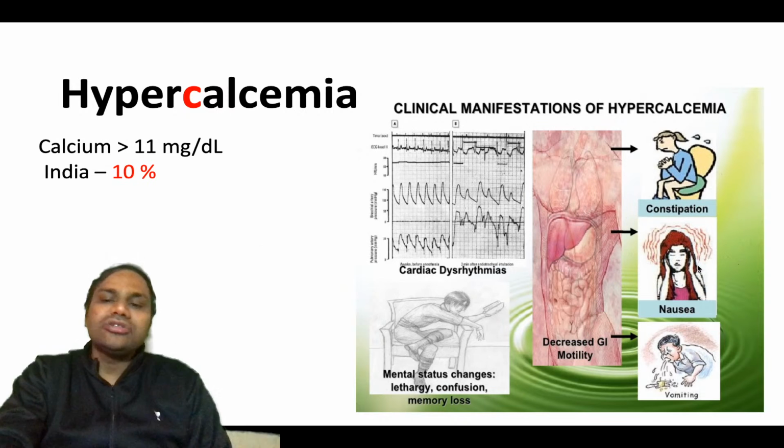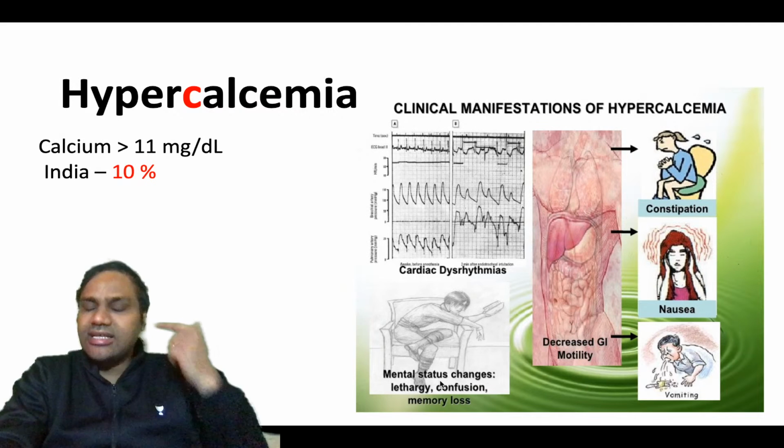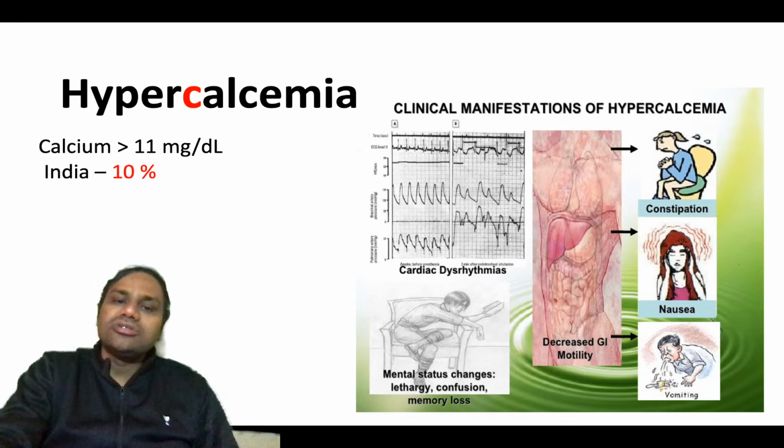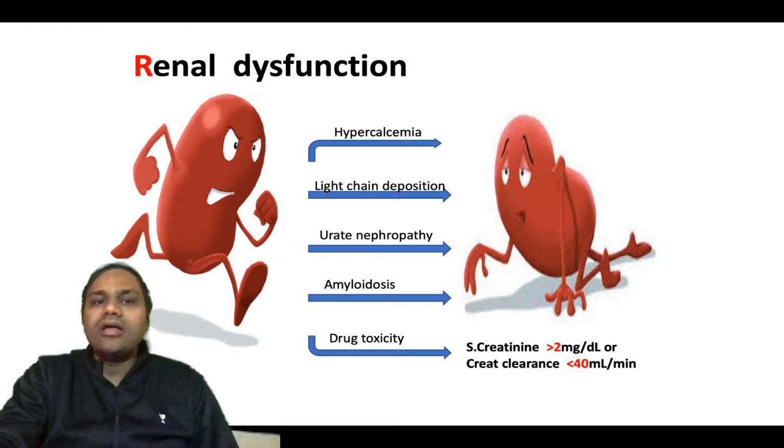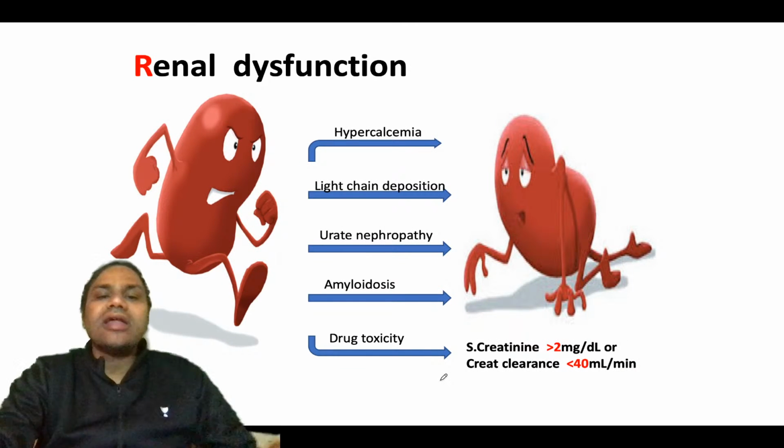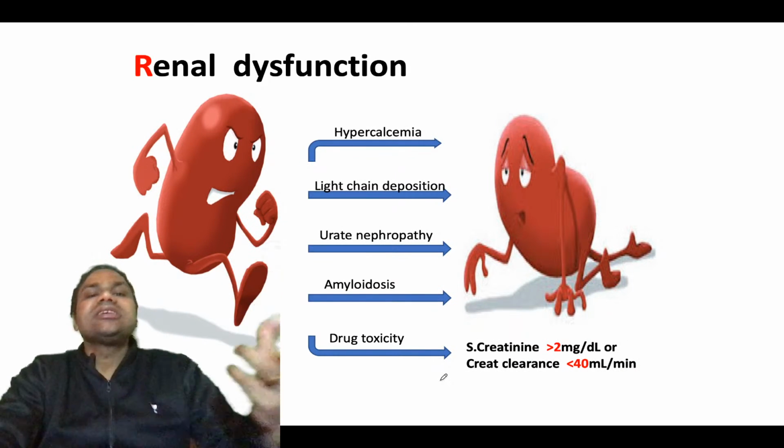You will have vomiting, nausea, constipation, which are related to GI, because of decreased GI motility. In cardiac there will be cardiac dysarrhythmias, and in neurological there will be mental status changes, lethargy, confusion and memory loss. So these all are associated with hypercalcemia. Then you have renal dysfunction: R for CRAB is renal dysfunction.